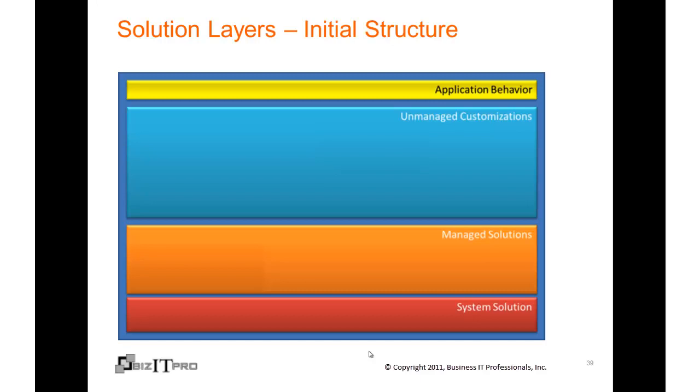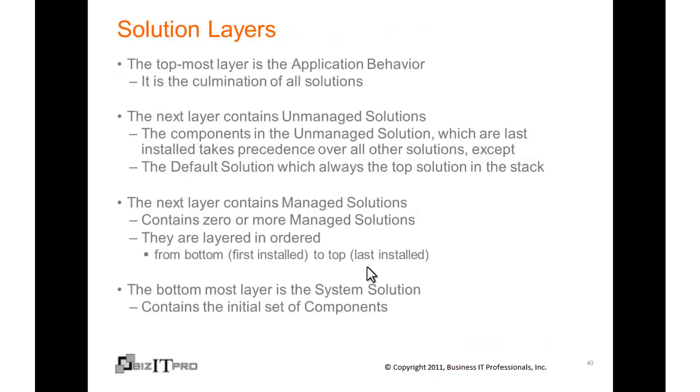So let's look at the initial structure. Out of the box, CRM is delivered with two solutions: the system solution at the bottom and the default solution sitting on top of unmanaged customizations. There's also a place to put managed solutions. It's relatively straightforward, and this is what the solution layering would look like.